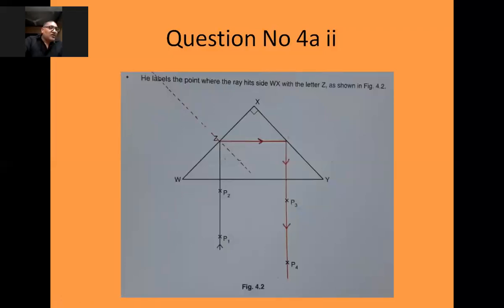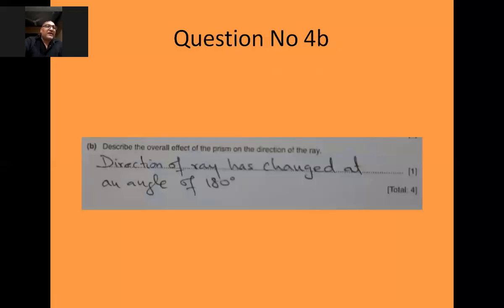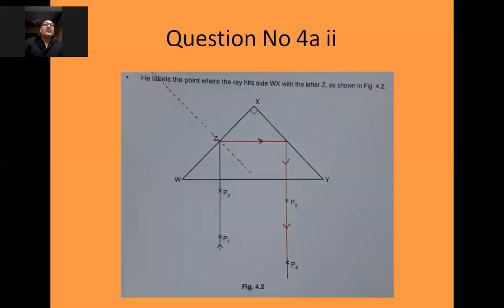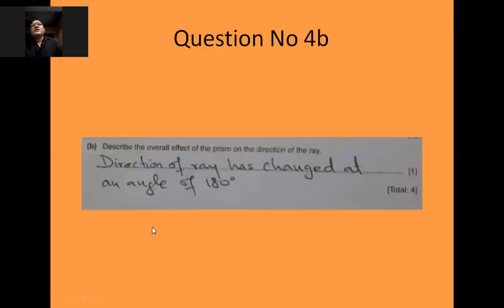Okay. Then we have part B. It says describe the overall effect of the prism on the direction of the ray. If you look, the ray was going towards the top of the page, and here after the refraction, the ray is going towards the bottom of the page. So the overall effect of the prism is that the prism has changed the direction of the ray by an angle of 180 degrees. So this is what I have written there. The direction of the ray has changed by an angle of 180 degrees.